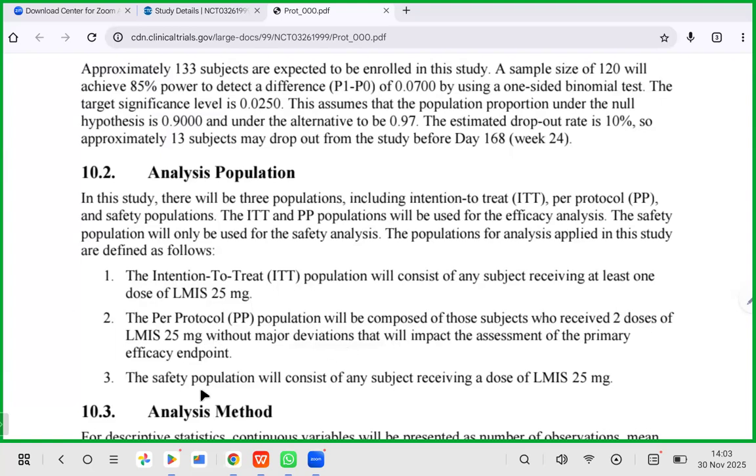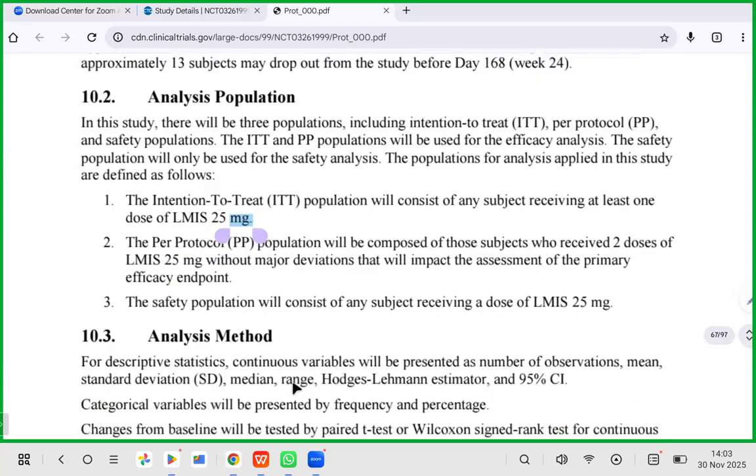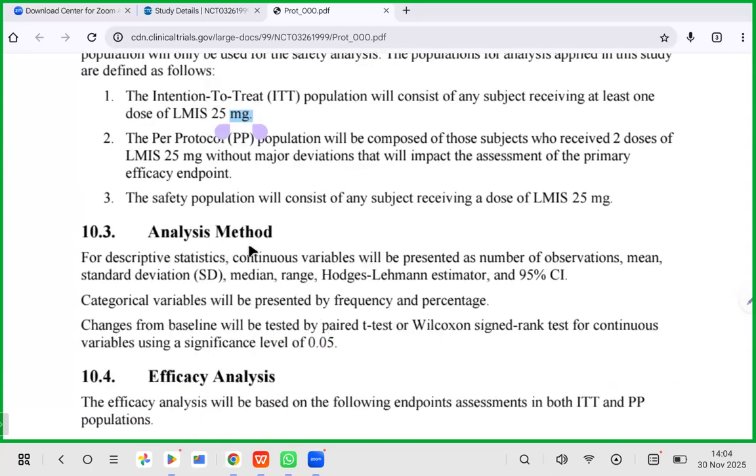For some primary objectives, they will do the analysis only on the intent to treat population. For some secondary endpoints, or some primary endpoints, they would have done the analysis on the per protocol population. Here they will tell what analysis method is to be used. They will analyze mean, standard deviation, median, and categorical variables. They will do the t-test and Wilcoxon sign test. Based on this analysis method, the programmers will write the code.